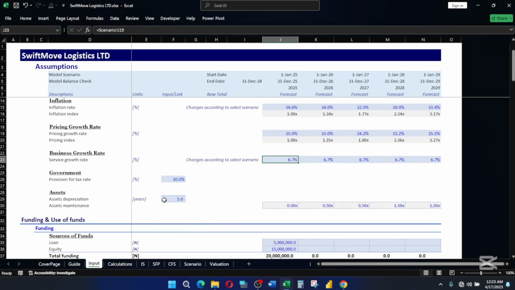So like what we did here, this asset is supposed to last for a set of 5 years. So we're going to now say this is our asset useful life. Now we also have what is called asset maintenance.